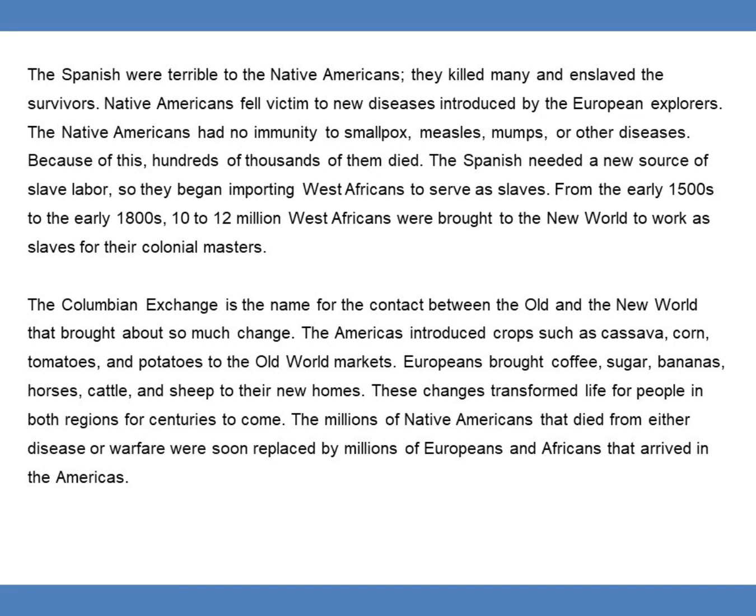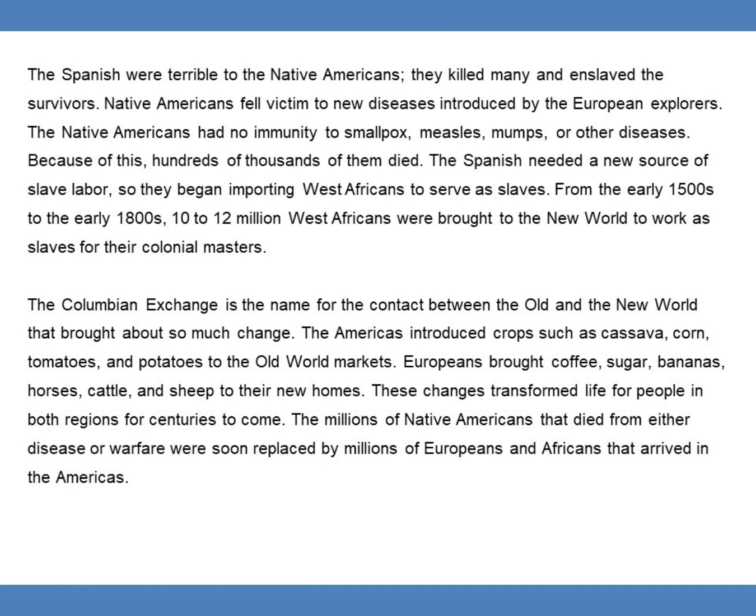The Spanish needed a new source of slave labor, so they began importing West Africans to serve as slaves. From the early 1500s to the early 1800s, 10 to 12 million West Africans were brought to the New World to work as slaves for their colonial masters.